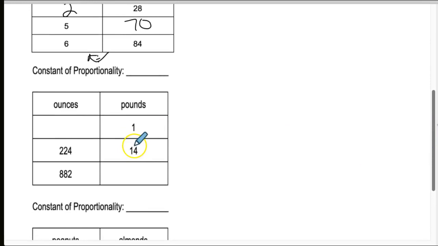This one, 14 divided by 224. That comes out to 0.0625. 1 divided by, because I'm going this way, 1 divided by 0.0625 is 16. 882 times that is actually 55.125.